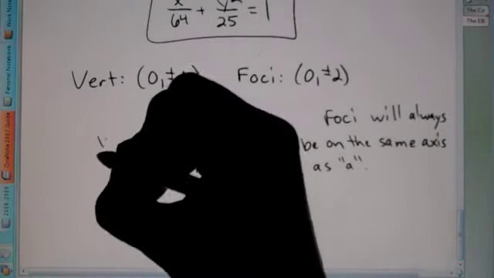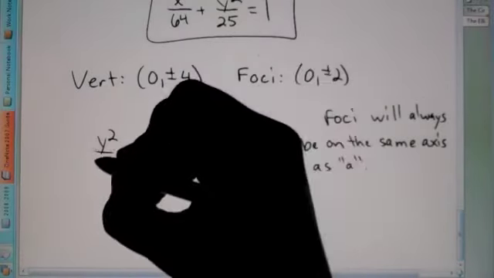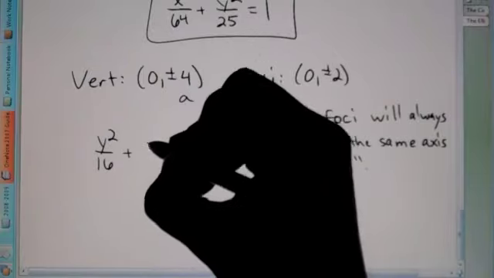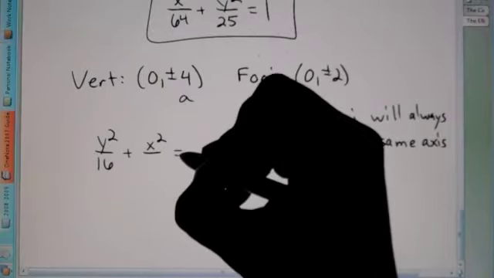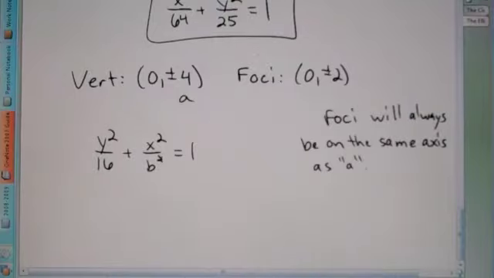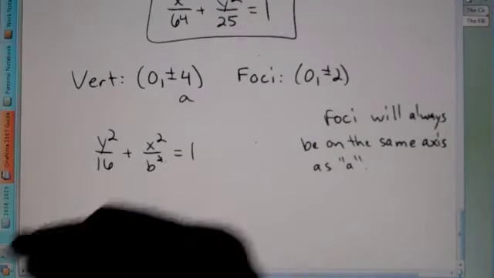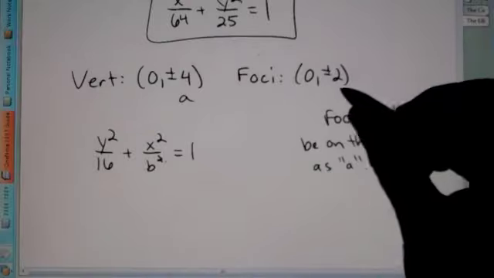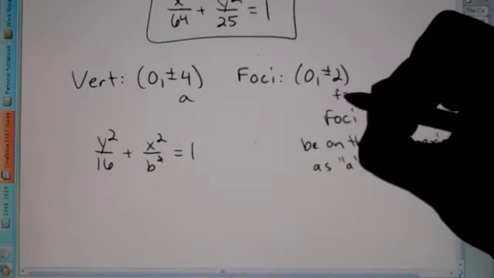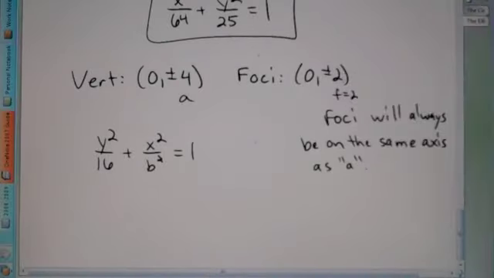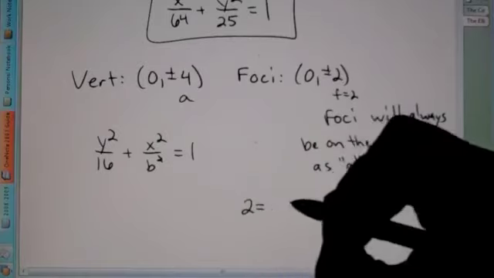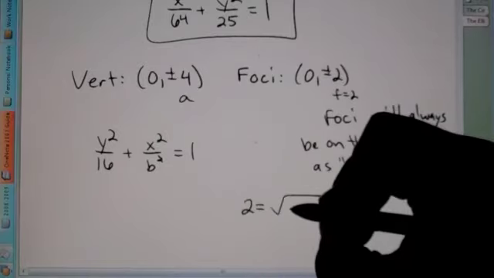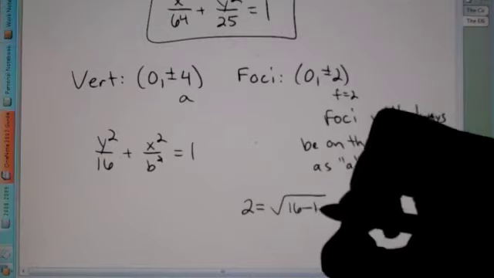So I know I can say y squared over A squared, which is 16, plus x squared over, we don't know what b squared is though. This is the problem. We don't know what b squared is because they didn't give us the other set of vertices. So what we can do is say, well, f is equal to 2. The foci is equal to 2. So 2 is equal to the square root of a squared minus b squared.